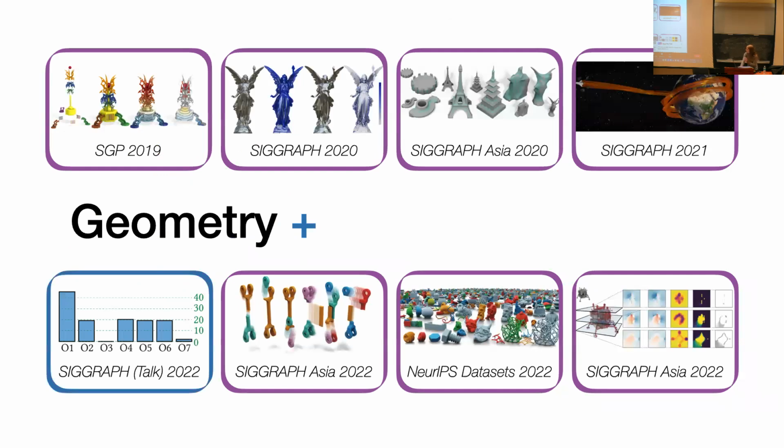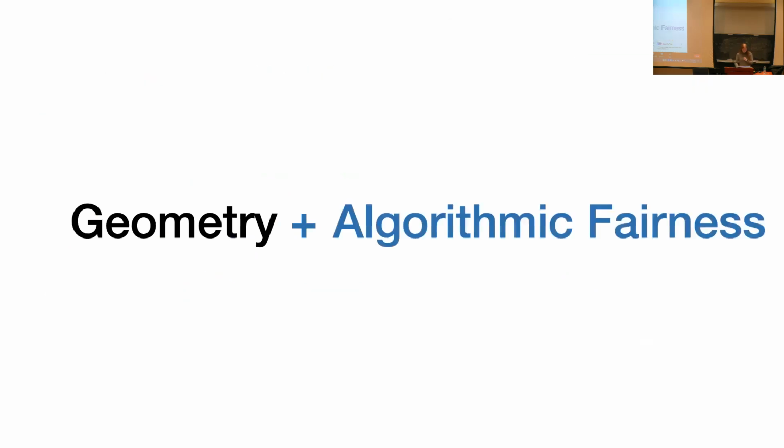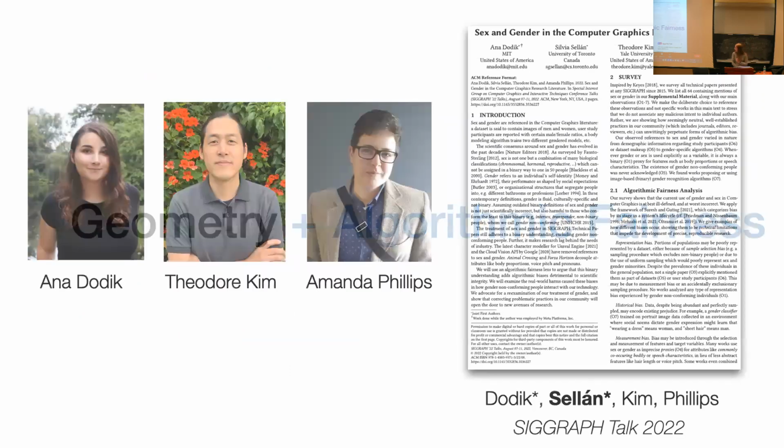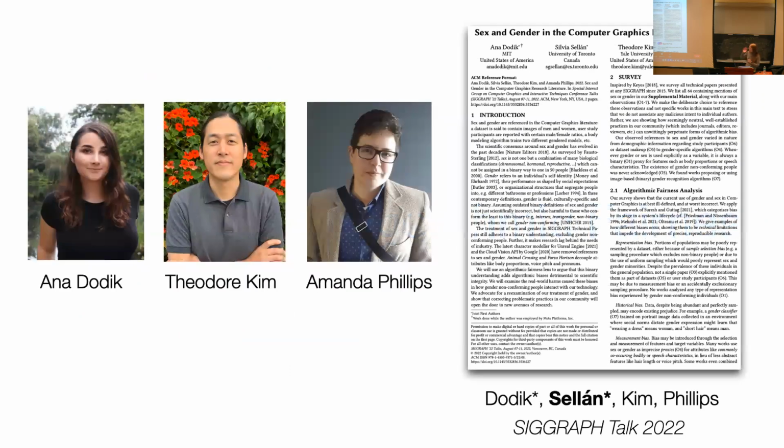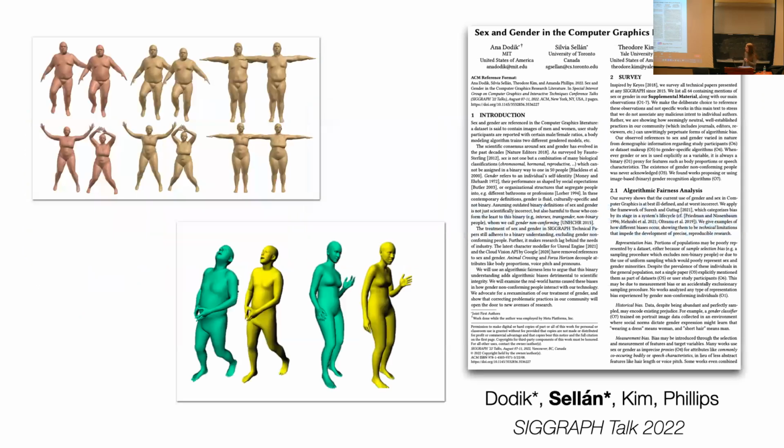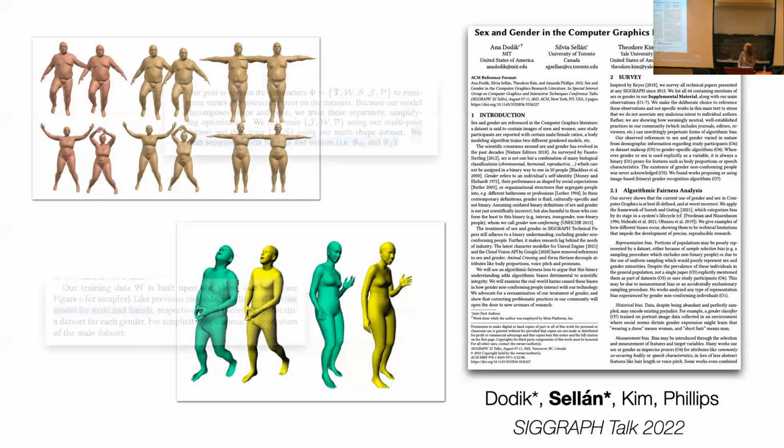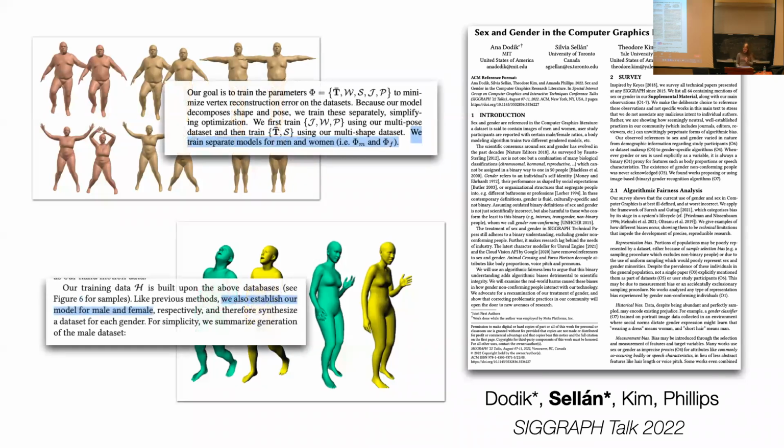Here's another recent one. This is one I'm particularly proud of. Here we combine geometry with algorithmic fairness. This is a joint work with Anna Dodick from MIT, Professor Stat Kim and Amanda Phillips. We looked at algorithms from our field, specifically the ones that output human geometries, and studied how they currently treat gender as an algorithmic variable. Spoiler, not great. And we looked at the harms and biases they introduced by doing so.